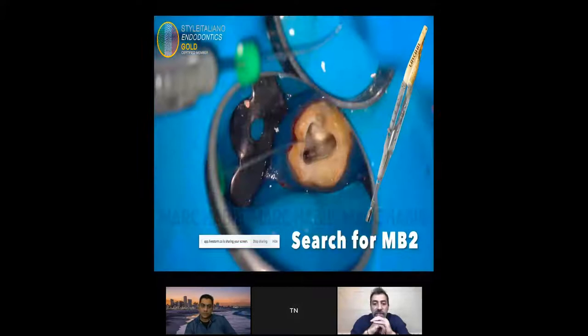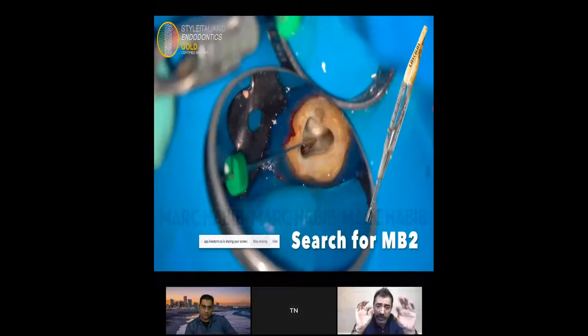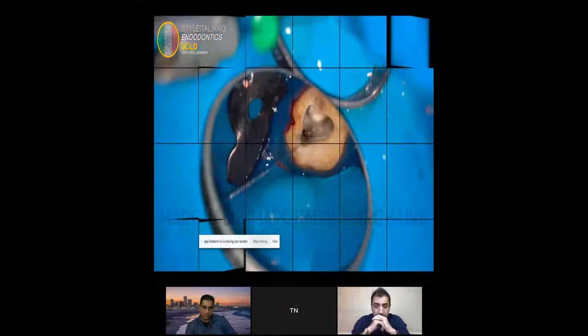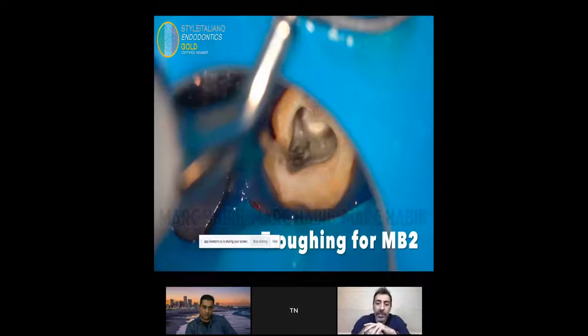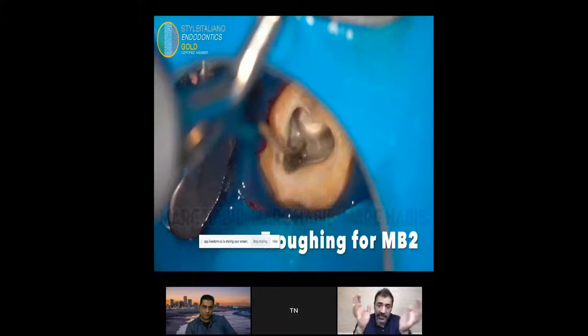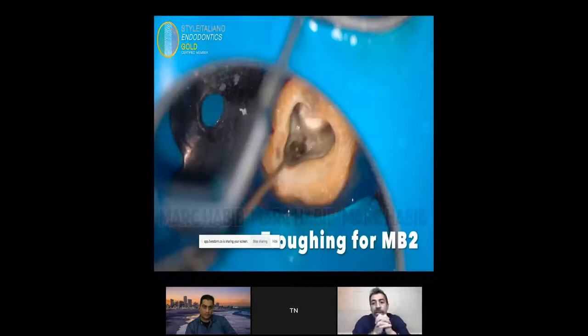I have a file holder. I'm using it, and I'm scratching the isthmus of this mesiobuccal canal, and I'm looking for my extra canal. Here I'm doing a troughing for the MB2 canal. I'm looking for it. I'm using ultrasonics on this isthmus. I can see there's an isthmus, but I can't find any canal. So I'm doing my troughing for the MB2, and I can't find any MB2 canal.